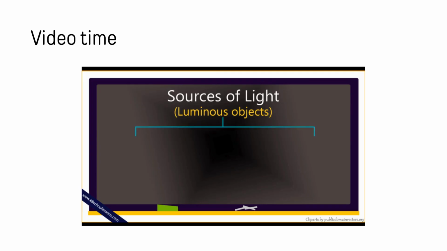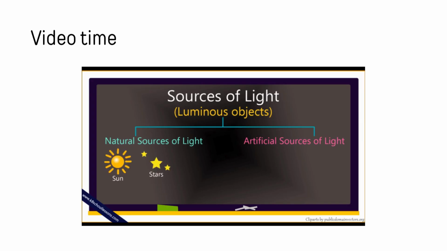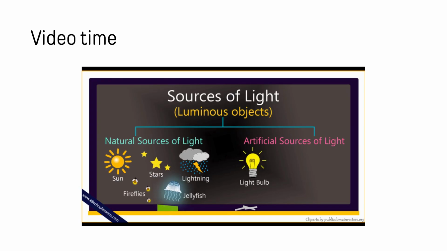Sources of light can be divided into two types: natural sources of light, artificial sources of light. Sun, stars, lightning, fireflies, and jellyfish are some natural sources of light. Light bulb, lamp, fire, torch, and candlelight are some of the artificial sources of light.